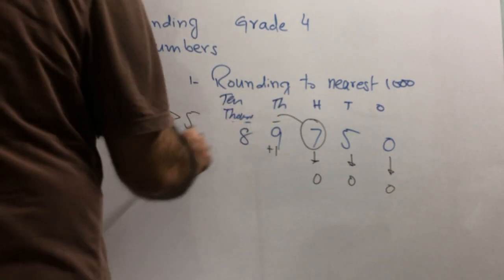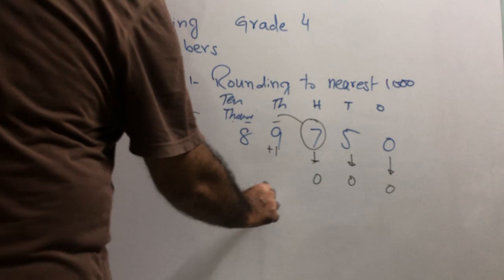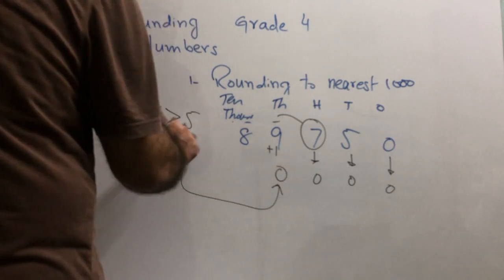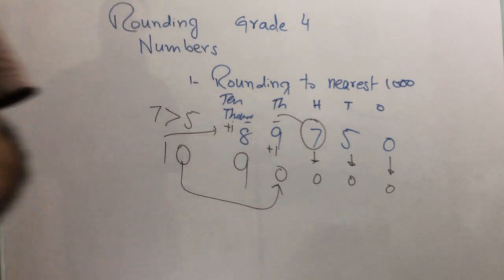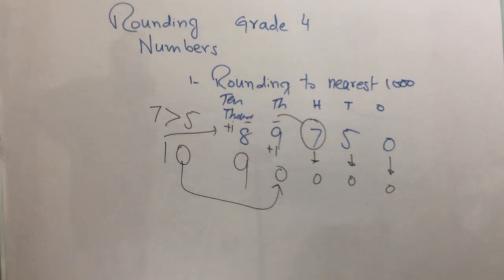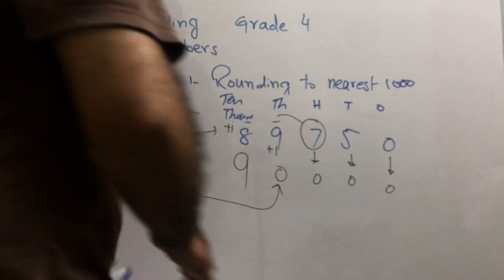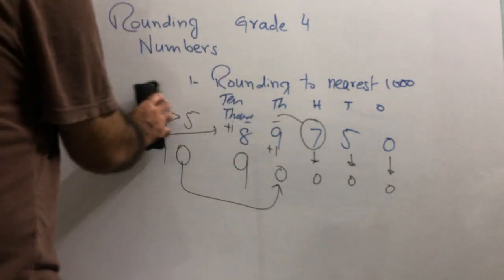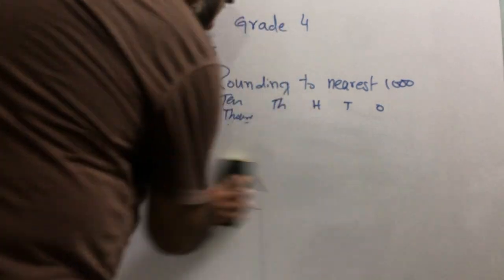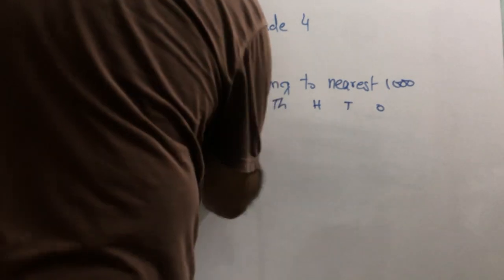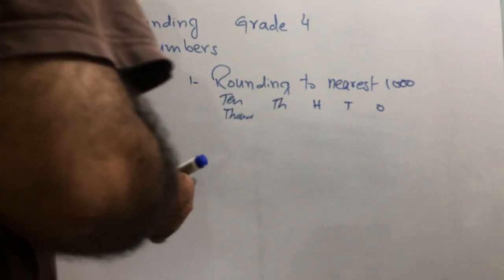Then we add 1 to the thousand place. It becomes 9 plus 1, 10. 0 will occupy this place. This 1 will be carried forward, and 8 plus 1 becomes 9. The original number was 89,750. When we decided to round it to the nearest thousand, we got the answer 90,000. We will be doing more examples so that things are clear for you. The more you practice, the easier it becomes to have a grip.